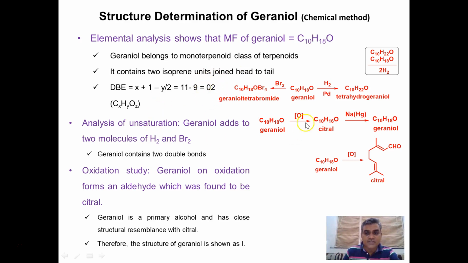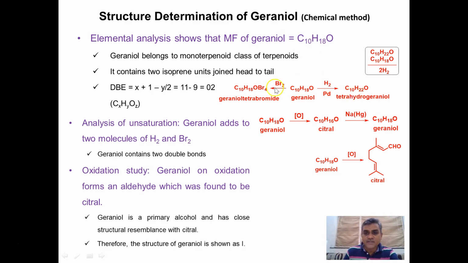Therefore, the next experiment is the hydrogenation experiment to find out these unsaturations. When geraniol is subjected to hydrogenation, it forms C10H22O, called tetrahydrogeraniol. Chemists isolated this compound in pure form, again subjected it to elemental analysis, and found the molecular formula C10H22O. Now, if you subtract the molecular formula of geraniol from the molecular formula of the hydrogenation product, we see that two molecules of hydrogen are consumed by geraniol. Since it has consumed two molecules of hydrogen, we assume that the geraniol molecule contains two double bonds.